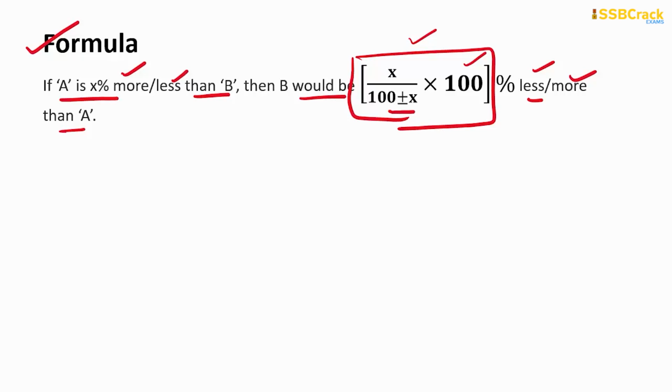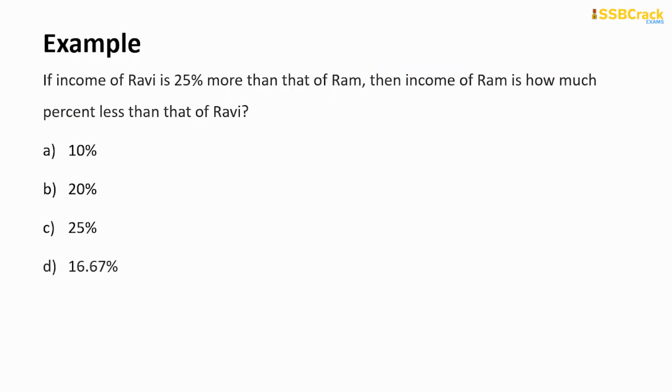quantity. So let's take an example based upon this. This is the example, and it states that if the income of Ravi is 25% more than that of Ram, then the income of Ram is how much percent less than that of Ravi? So here we are given that the income of Ravi is 25% more than that of Ram, that is x is 25, and we have to calculate how much percent less the income of Ram will be than that of Ravi.